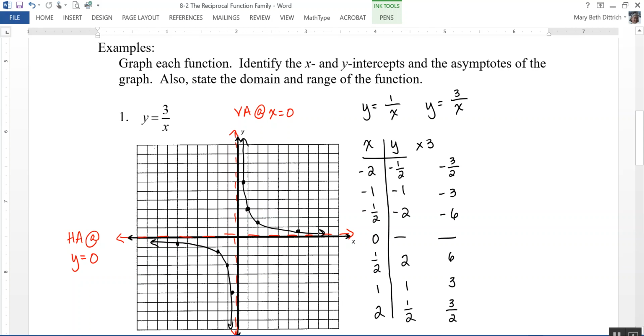So I've identified my asymptotes, x and y intercepts. This is never going to cross the x-axis, so there are no x or y intercepts. My domain: x can be any number except 0, all real numbers except 0. And my range: y can be any real number except for 0 as well.